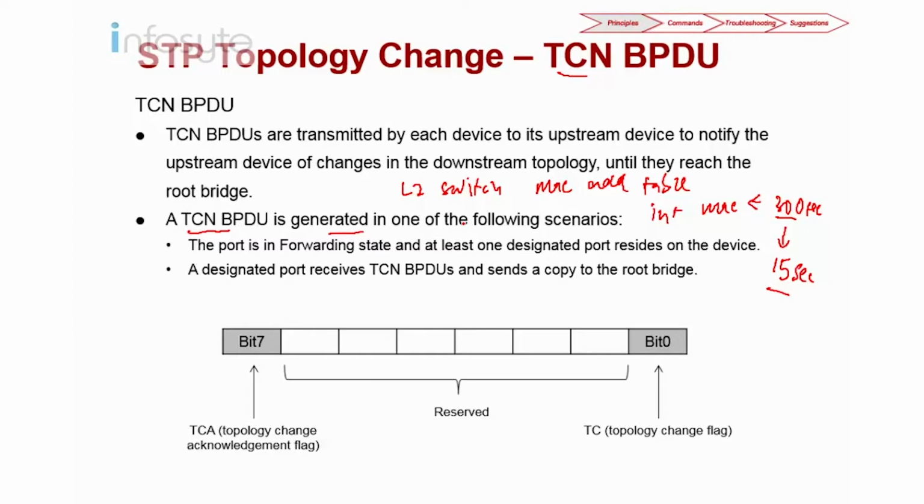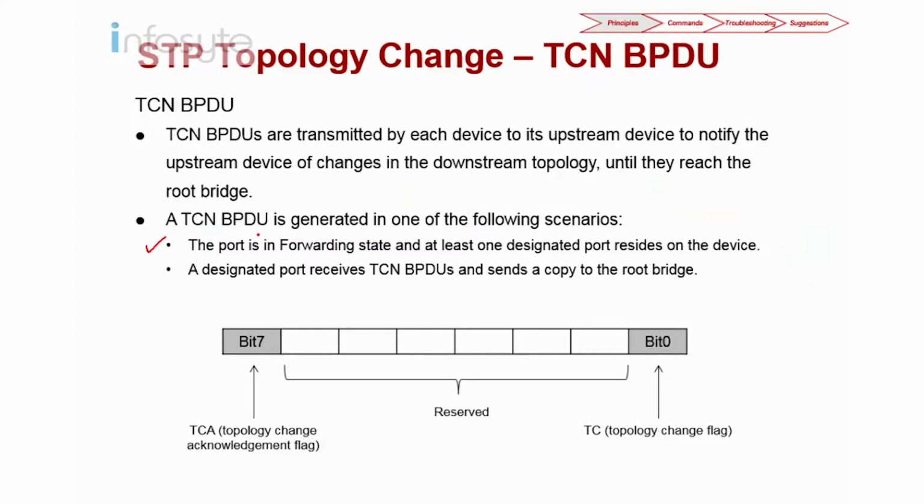So it is generated based on the following scenario. Firstly, a TCN BPDU will be generated if the port is in forwarding state and at least one designated port resides on the device, and if a designated port receives a TCN BPDU and sends a copy to the root bridge, which means that you actually do a forwarding. So here we have bit 7, which is the topology change acknowledgement, and bit 0 over here is the topology change flag. If this is 1, then we do have a topology change.